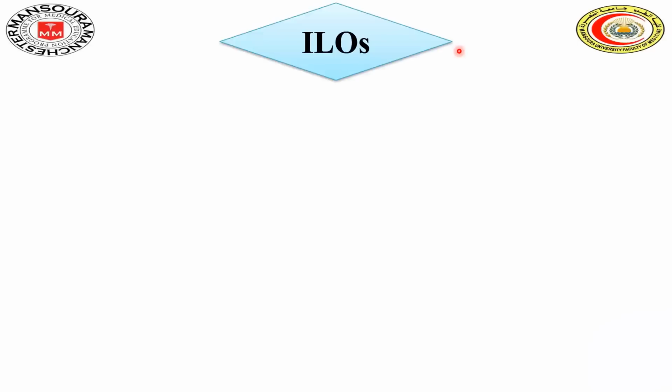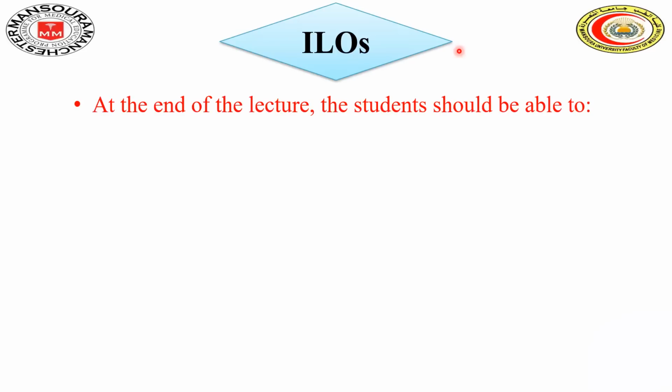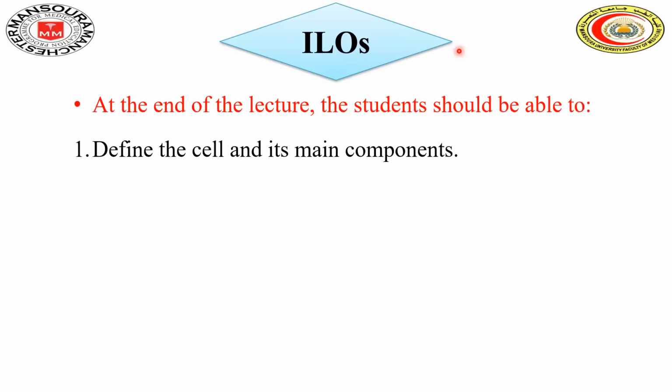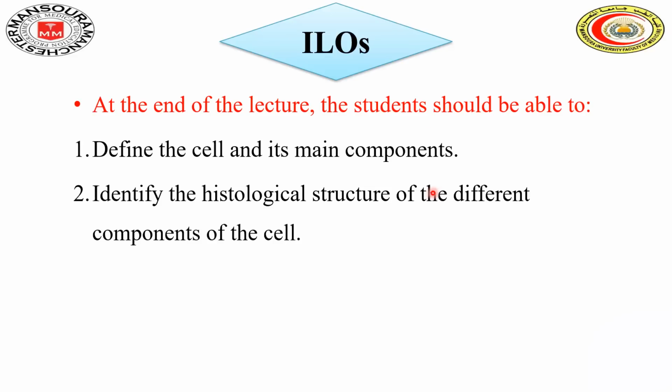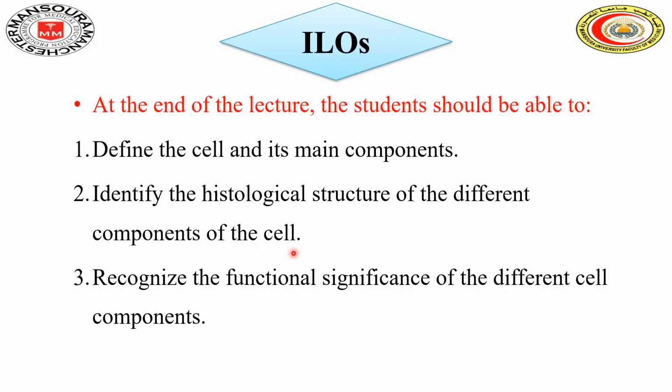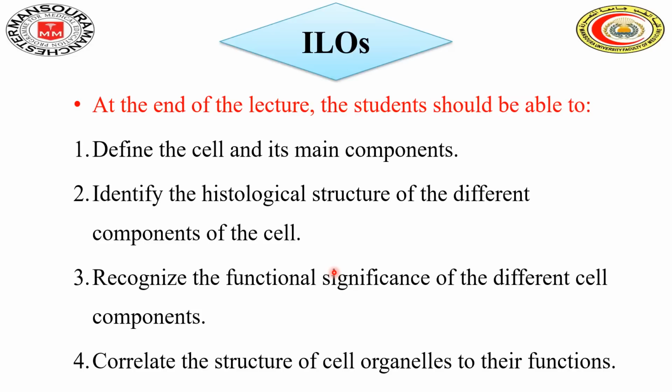Let's start first by the objectives of the lecture. By the end of this lecture, all of you should know the definition of the cell and its main components, identify the histological structure of different components of the cell, recognize the functional significance of different components of the cell, and lastly correlate the structure of these organelles to their functions. So here we have some objectives that we will cover in the lecture, inshallah.